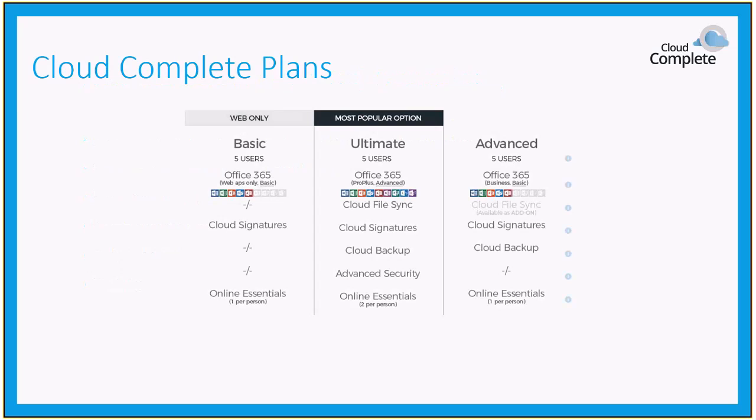So, what are the Cloud Complete plans? As you can see here, we've got 3 flavors, if you may. The basic, which is essentially a web-only plan. Then we've got the advanced, which is a step up above the basic. And the most popular option, which is the ultimate, because it just gives you everything that you want on the cloud. Obviously, it's based on business needs. It's not a one size fits all.